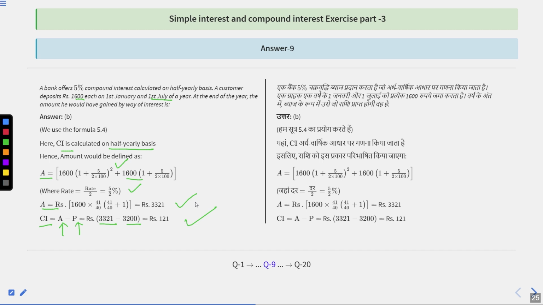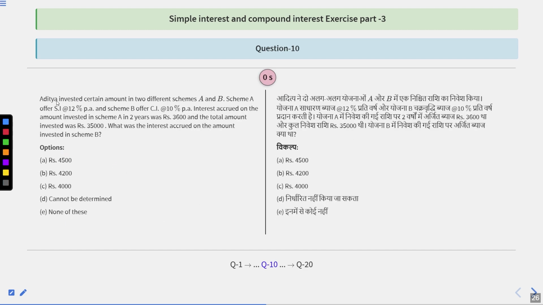So B is the correct answer. Next one. Now question is, Aditya invested a certain amount in two different schemes A and B. Scheme A offers simple interest at the rate of 12% per annum and scheme B offers compound interest at the rate of 10% per annum. Interest accrued on the amount invested in scheme A in 2 years was 3600 rupees and the total amount invested was rupees 35,000. What was the interest accrued on the amount invested in scheme B?